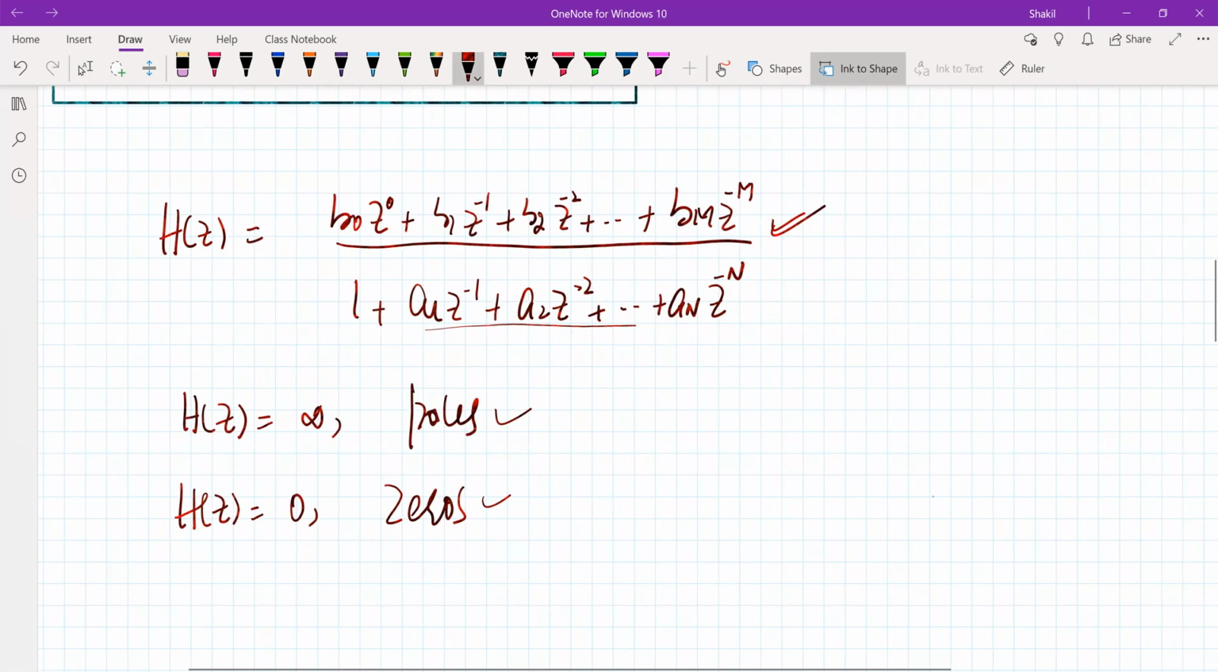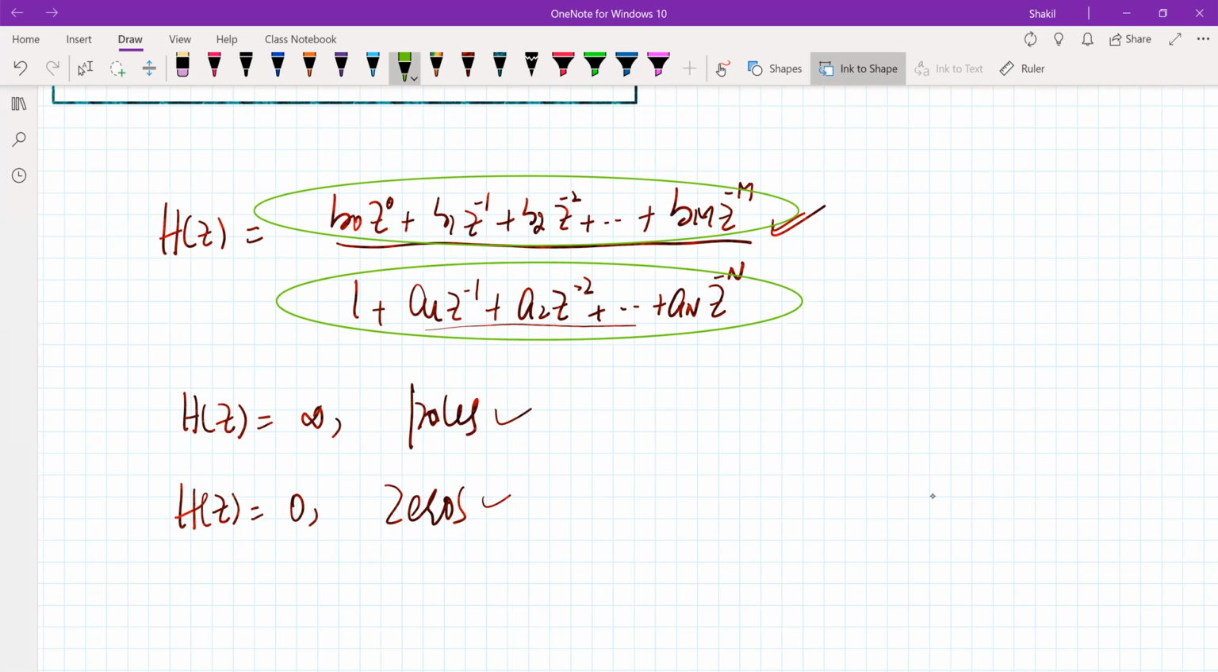In short, remember this: when the numerator becomes equal to 0, these are referred to as zeros of the system, and these will give you the value. So zeros will be represented by this, and the poles are given by this, means when the denominator is equal to 0. So this is how we determine poles and zeros of this transfer function.